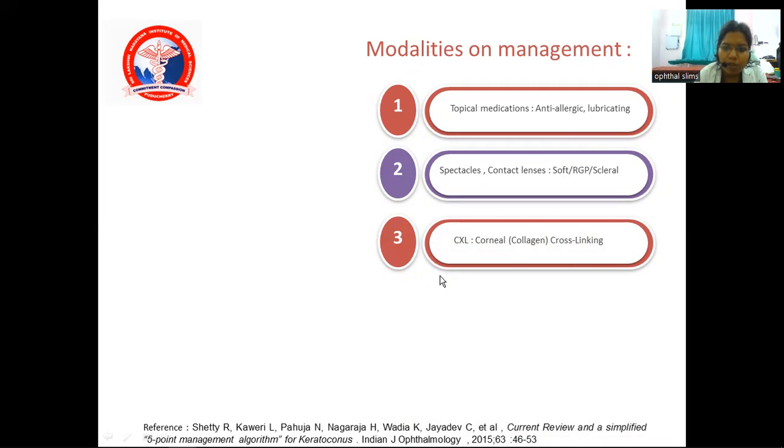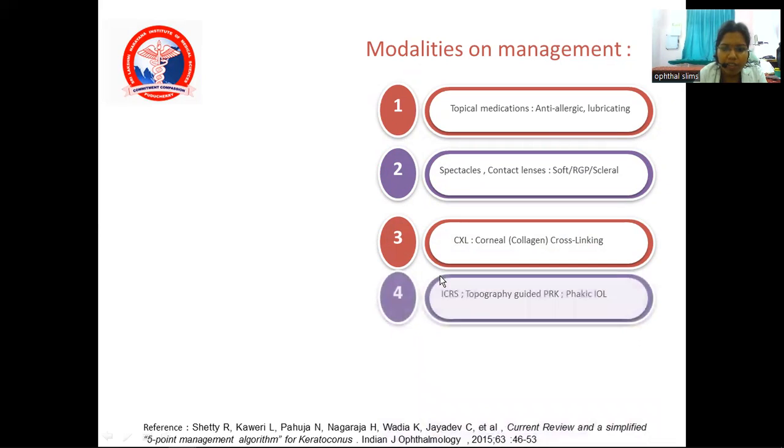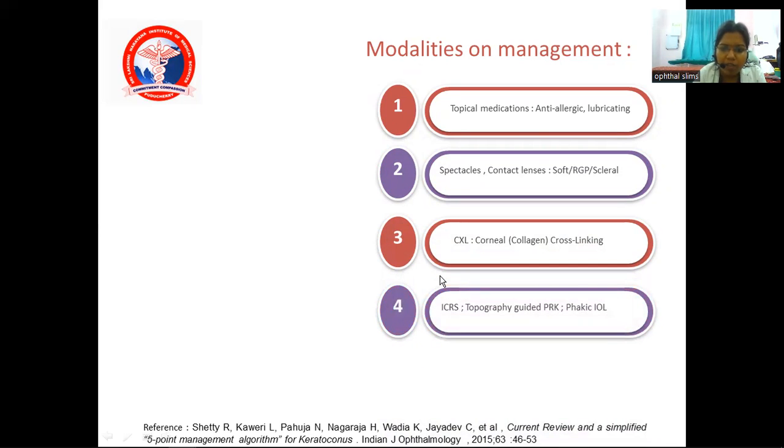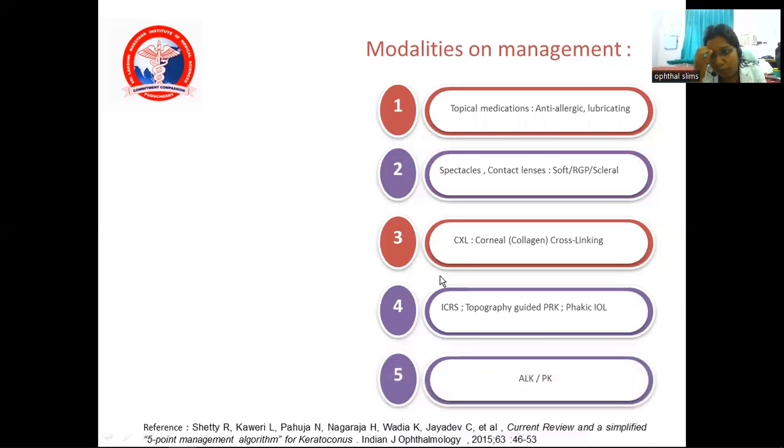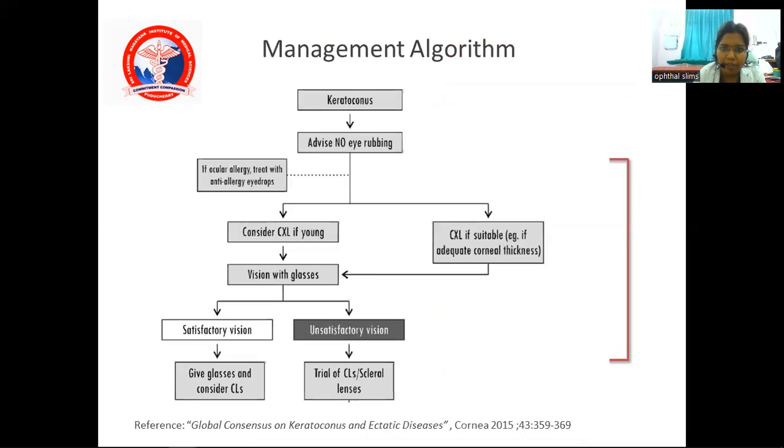CXL is corneal collagen cross-linking. If collagen cross-linking also fails, then if the patient can afford it, we can go for ICRS, which is intracorneal ring segments, or topography-guided PRK, or phakic IOL. And if all these modalities fail, then we have to go for keratoplasty. The keratoplasty can be anterior lamellar keratoplasty or full thickness penetrating keratoplasty.